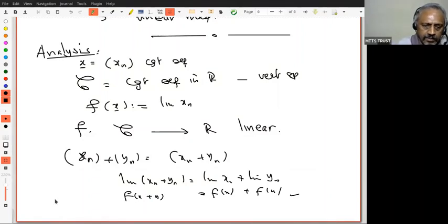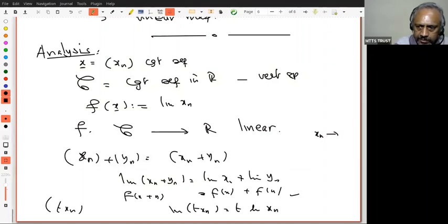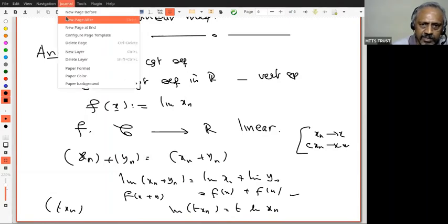because limit of t times xn is t times the limit of xn, right? If xn converges to x, then c times xn converges to cx. You know this, right? I'm using that here. Therefore, this is a linear map. You see that these things come naturally.